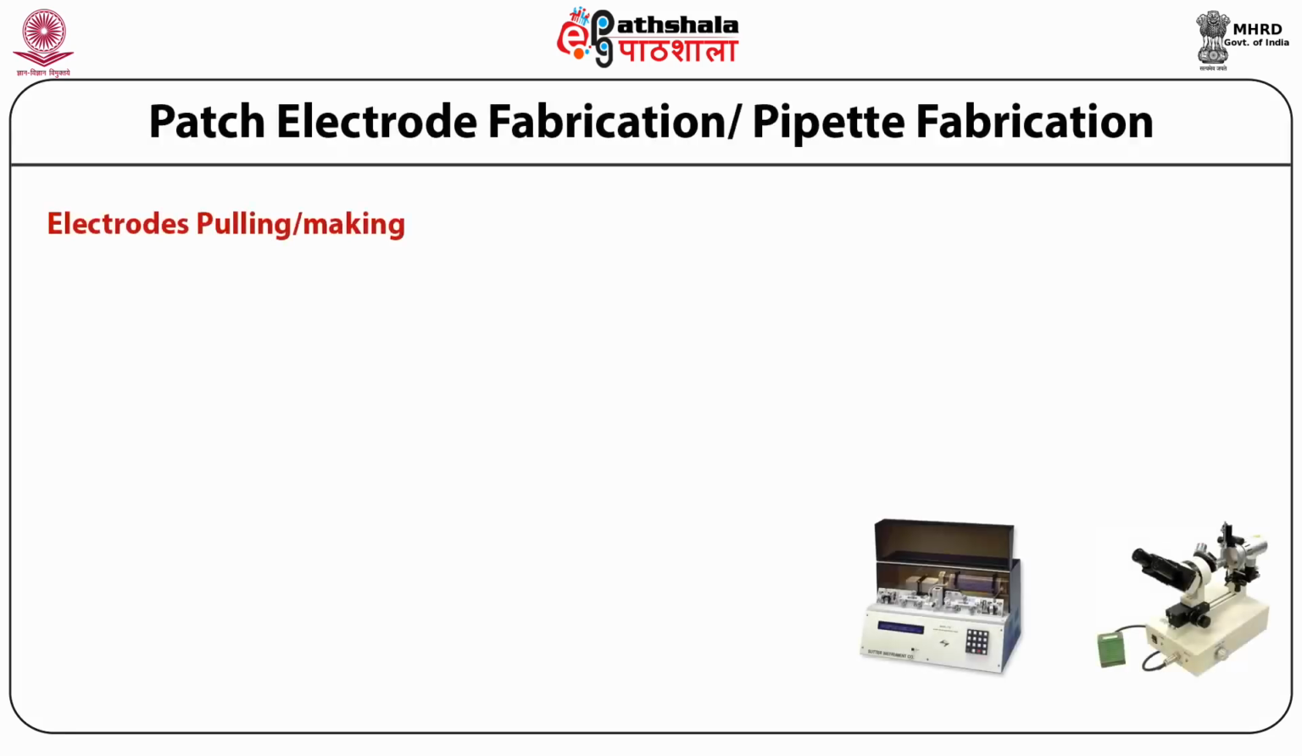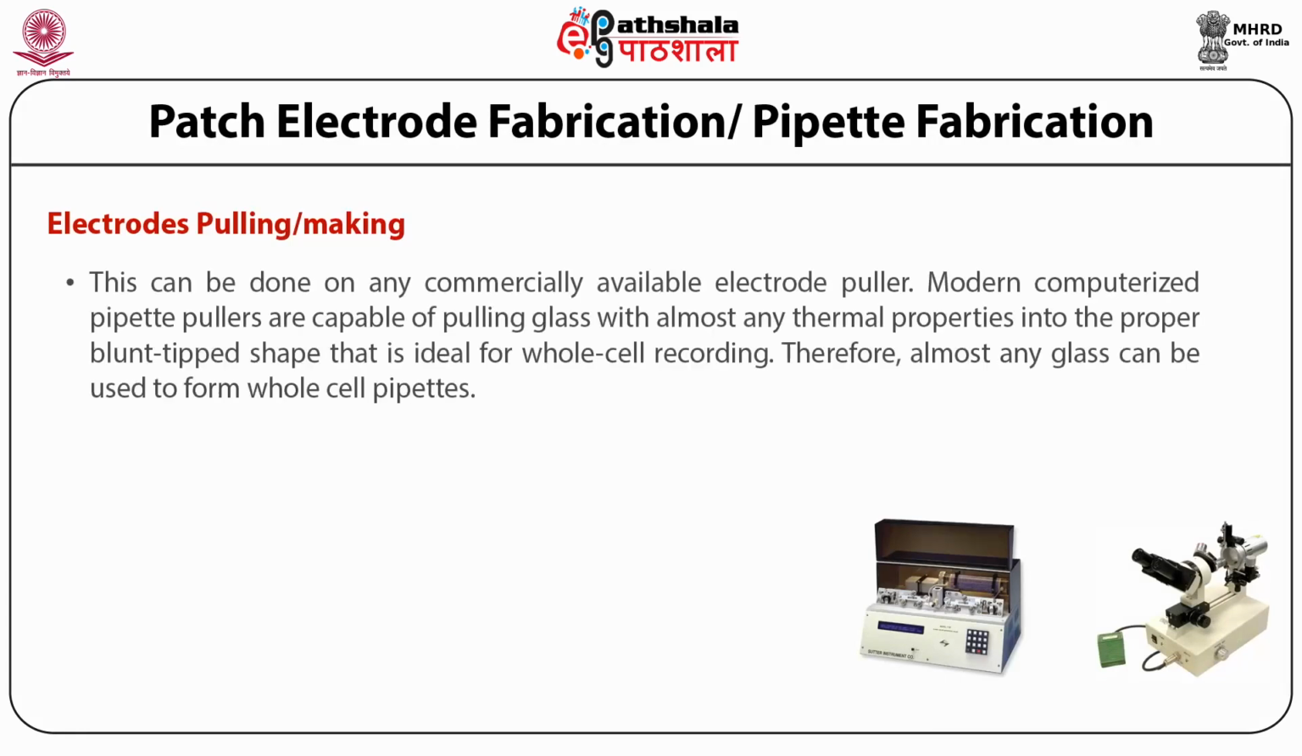Electrode pulling or electrode making can be done on any commercially available electrode puller. Modern computerized pipette pullers are capable of pulling glass with almost any thermal properties into the proper blunt tipped shape that is ideal for whole cell recording. Therefore, almost any glass can be used to form whole cell pipettes.